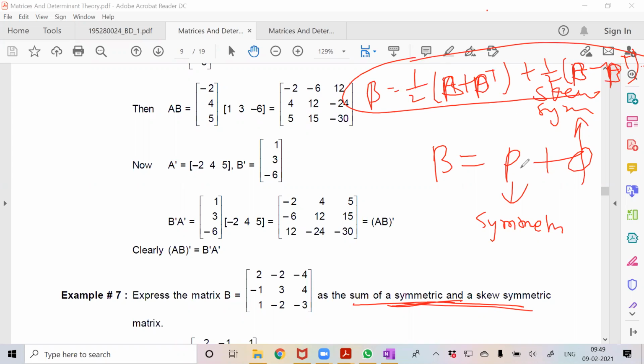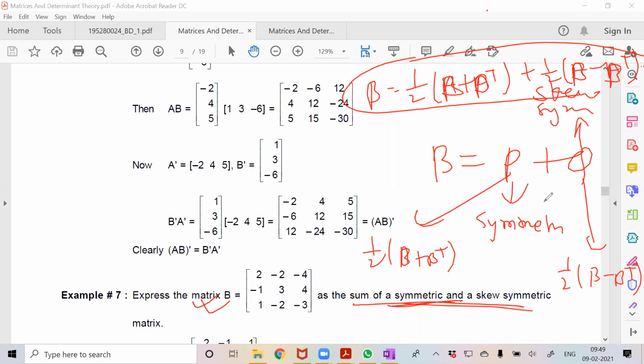So P is nothing but half B plus B transpose, and Q is nothing but half B minus B transpose. Using this B, tell me what is P and what is Q. Everyone please do this. B I have; the question is to express B as the sum of a symmetric and a skew symmetric matrix. I named them P and Q, P plus Q. P is symmetric, Q is skew symmetric. P is half B plus B transpose, Q is half B minus B transpose.